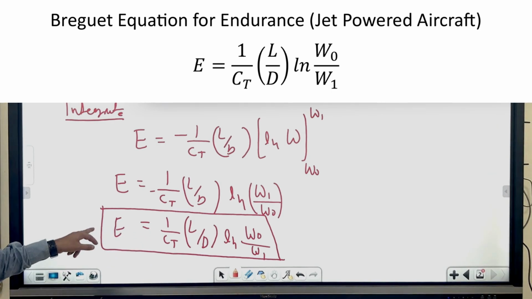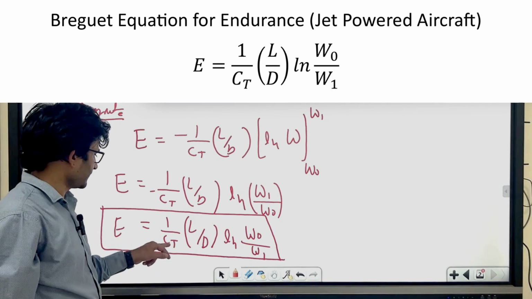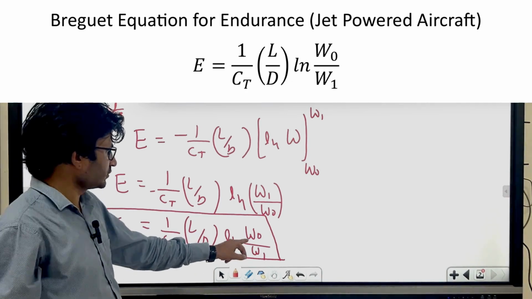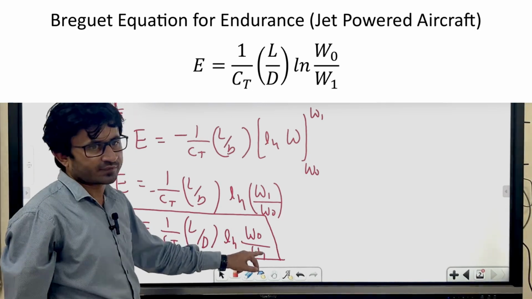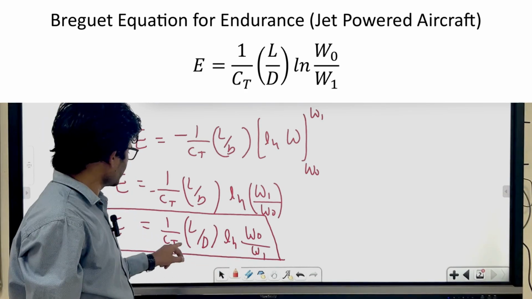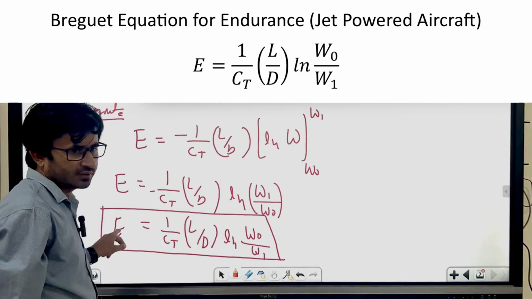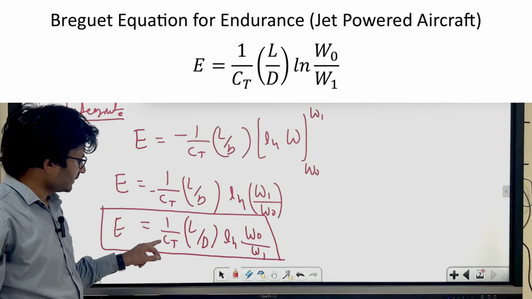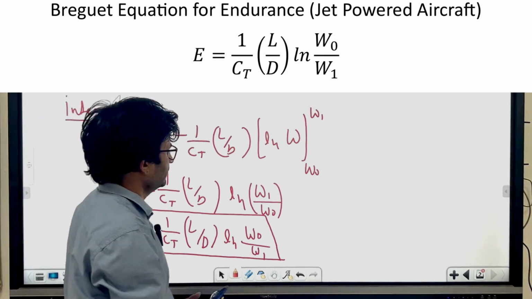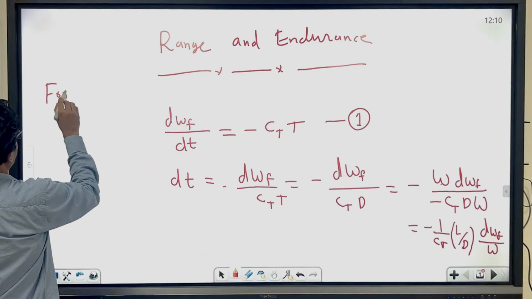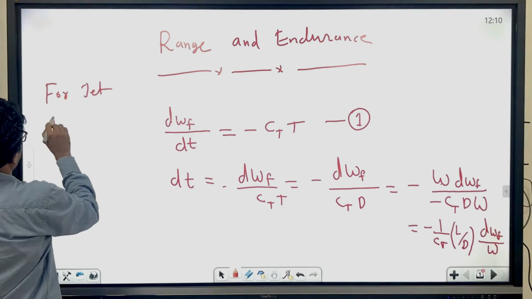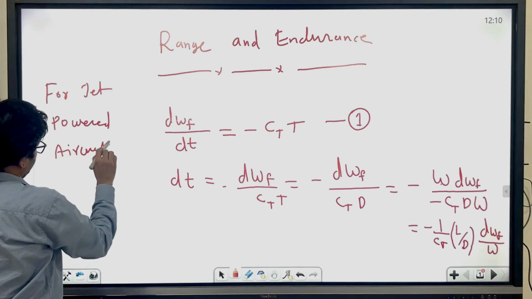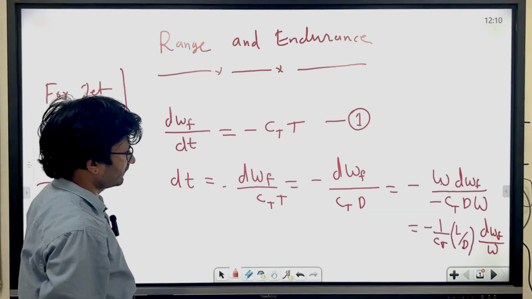So this is the endurance for a jet powered aircraft, where Ct is the specific fuel consumption, L by D is the aerodynamic efficiency, W naught is your initial weight, and W1 is the weight after consuming the Wf weight. Now you can see if you fly at L by D max, your endurance will be maximum, and if you fly with a lower fuel consumption, your endurance will be maximum. This is for a jet powered aircraft.